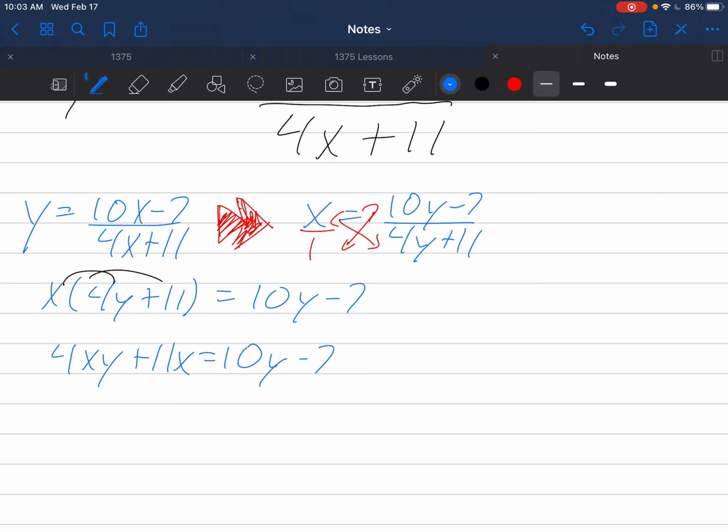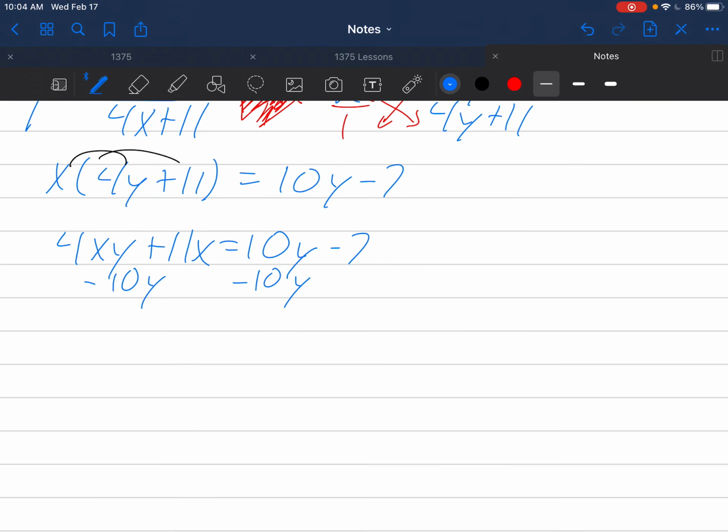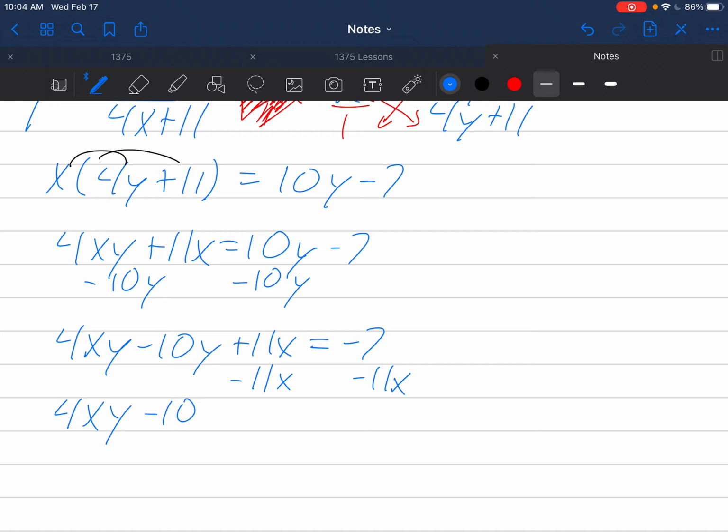So we want to solve for y, right? We want to solve for y, which means we should do our basic equation algebra steps, which means we want to get y by itself, which means we want to move our y variable and everything attached to that y variable over to one side. And that also means that anything that is not attached to a y variable is going to get moved to the opposite side. So subtract 10y from both sides and then subtract 11x from both sides. We'll get 4xy minus 10y equals negative 7 minus 11x.